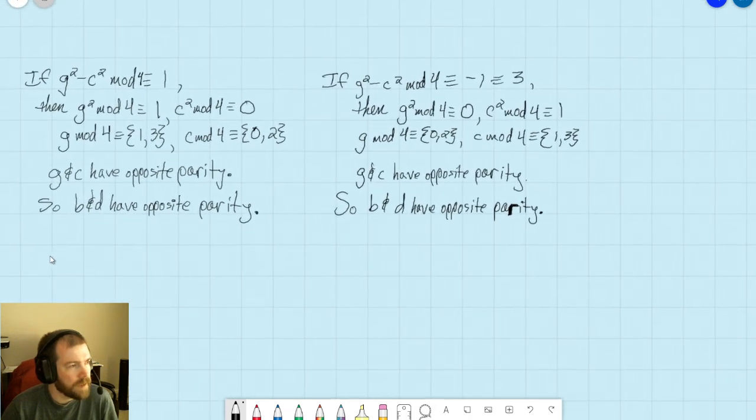And then if you get either 1 or negative 1 as your mod 4 value, then it turns out that they must all have the opposite parity as each other. So g and c must be opposite, and b and d must be opposite. Hopefully that makes sense.